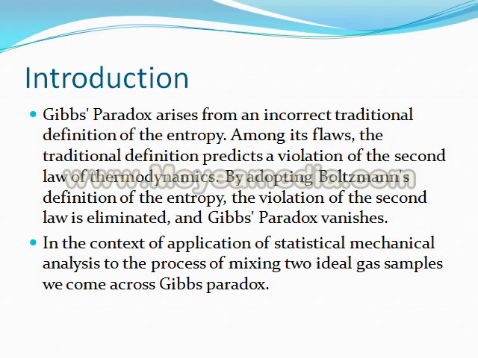Gibbs paradox arises from an incorrect traditional definition of the entropy. Among its flaws, the traditional definition predicts a violation of the second law of thermodynamics. By adopting Boltzmann's definition of the entropy, the violation of the second law is eliminated and Gibbs paradox vanishes. In the context of application of statistical mechanical analysis to the process of mixing two ideal gas samples, we come across Gibbs paradox.